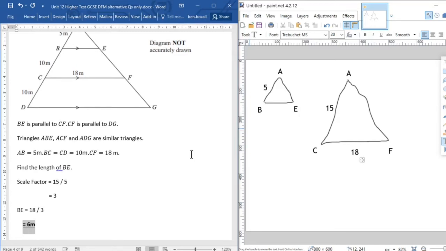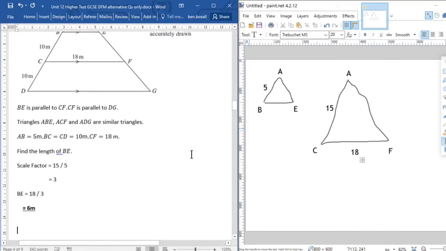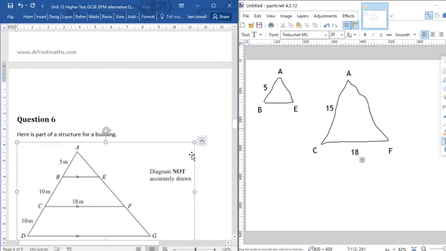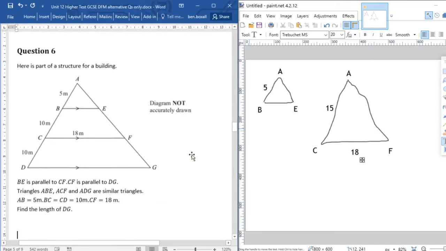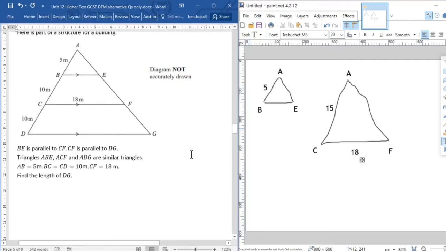So there's the answer to that first bit. I think this question develops. So look, here it is again, same diagram. This time I've got to get the length DG. So I'm going to need another one of my lovely triangles.